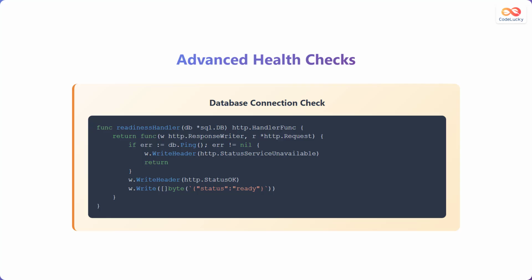If the ping succeeds, we return HTTP status OK with a JSON response. This pattern ensures that your application only receives traffic when it can actually process requests successfully. You can extend this concept to check other dependencies like Redis connections, external API availability, or file system access. The key is to make these checks fast and reliable, as they're called frequently by orchestration systems.